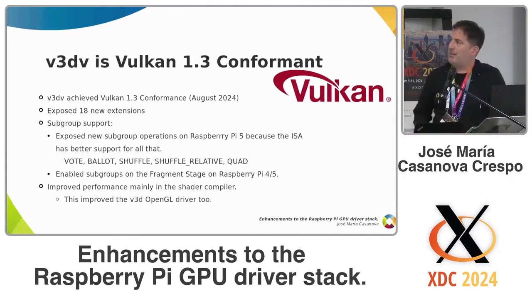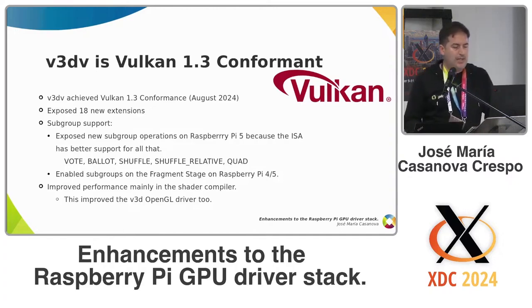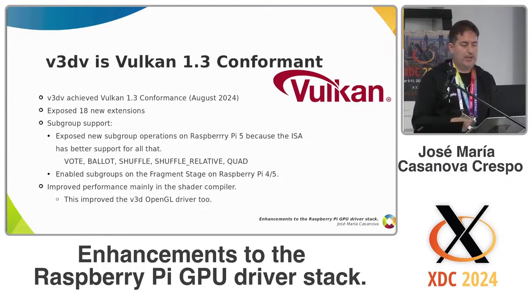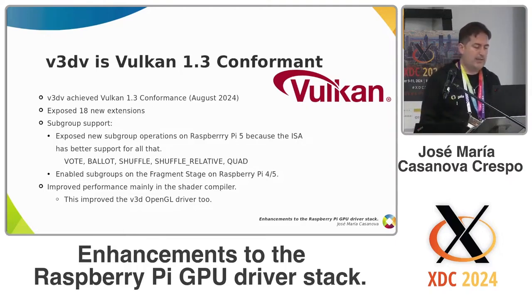So, what happened after a year? We achieved Vulkan 1.3 conformance last August. It was quite recent. That implied exposing 18 new extensions, some of which implied a lot of work. We started taking advantage of the improvements that the Raspberry Pi 5 has in the instruction set related to subgroup operations. So now we can support vote, shuffle, relative, and quad operations. Previously these were only enabled in the compute stage, and now there is support for these operations in the fragment stage.